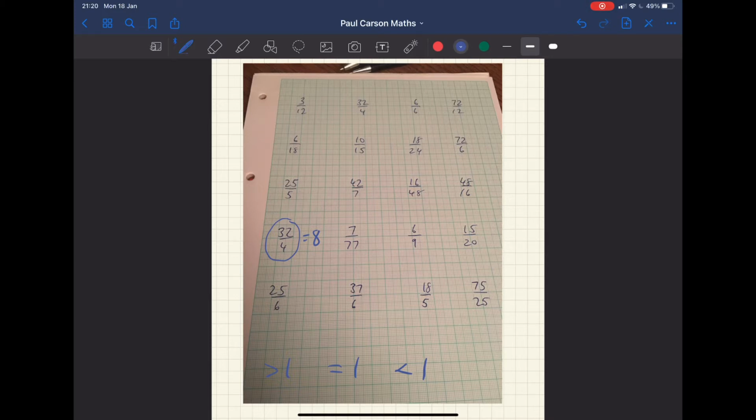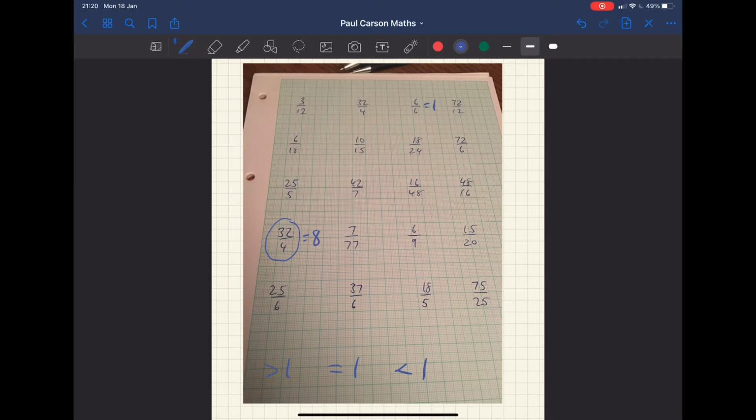Equal to 1, we can recognise because the numbers are the same. It's the same number divided by itself. It only takes 1 subtraction to get to 0. So for example, 6 divided by 6 is 1, because 6 goes into 6 once, or 6 take away 6 is 0, so it only took 1 subtraction.